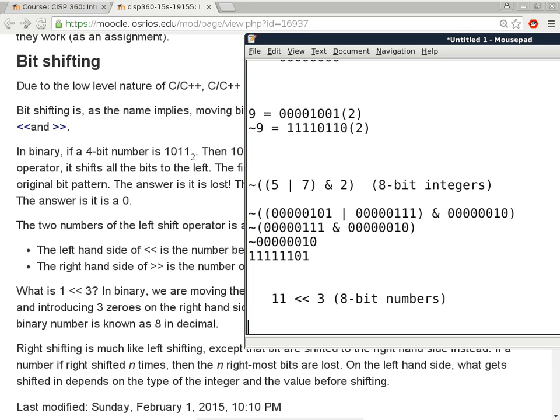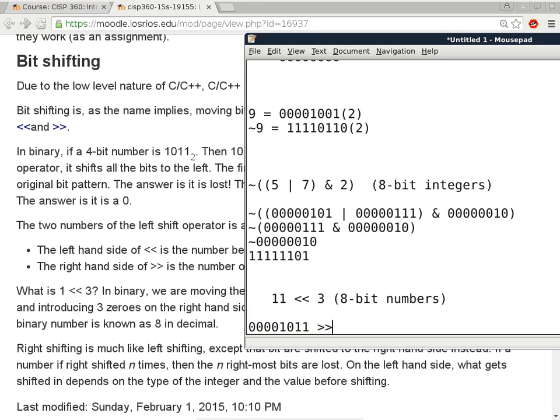So 11 is 1 plus 2 plus 8. So we have to choose the right bit positions. We have 1 one, 1 two, and 0 fours, and 1 eight. So 1011 in base 2 is 11. But since we're dealing with an 8-bit number, I'm going to give it all the padding zeros, so that now we have exactly a number that has 8 binary digits.